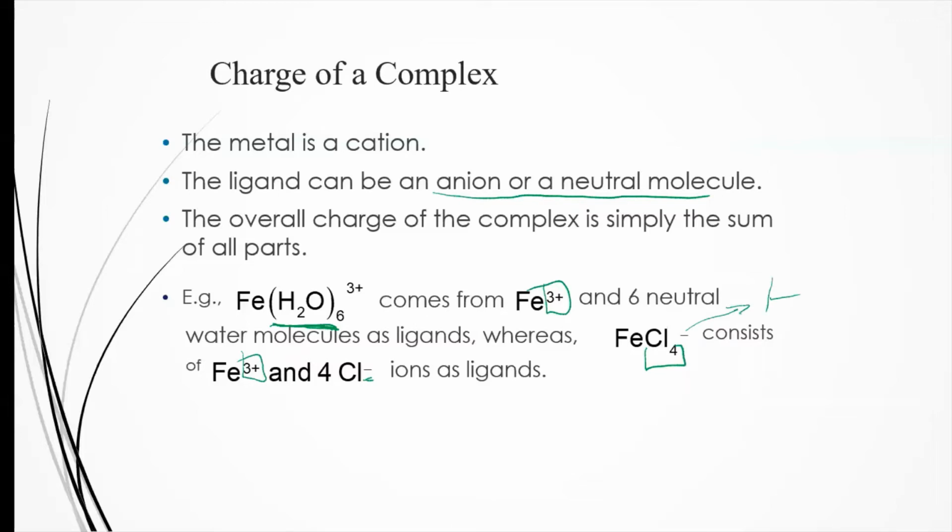So when we're looking at it, our overall charge here is related to your ligand and it's related to your cation. So we need to memorize the charge of our ligands so that way we can identify what the oxidation state is of our metal cation.